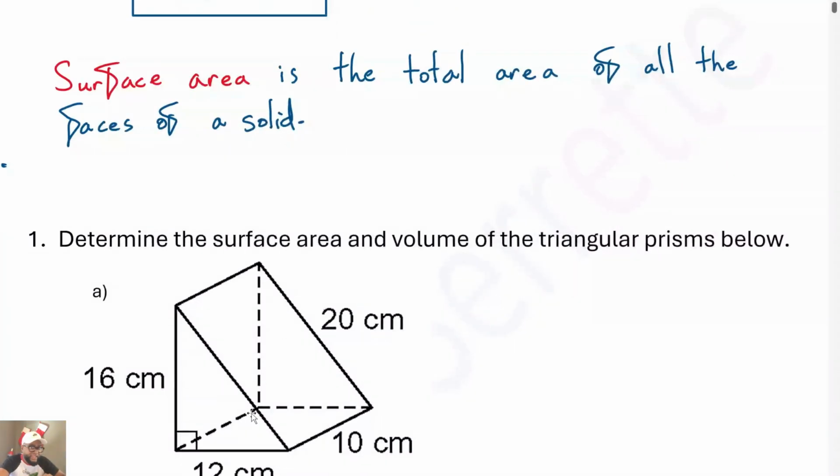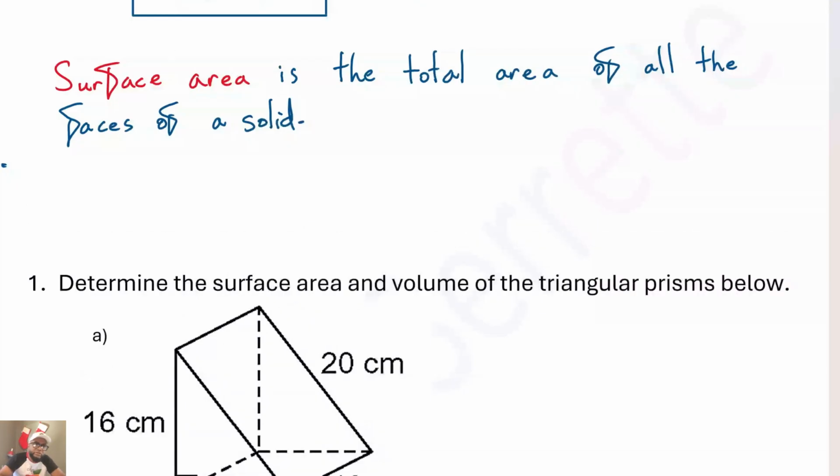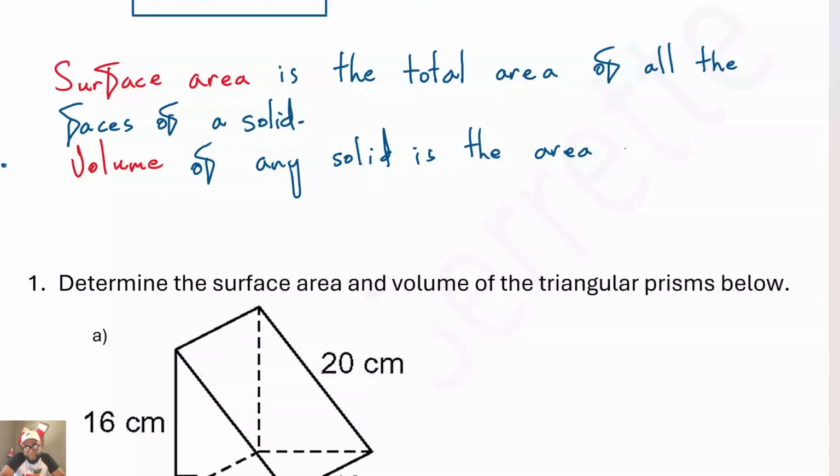So in order to find the surface area of this solid in question 1, you need to find the area of every face and add them together. Then we have the volume. Volume of any solid is the area of the cross section. That's why I told you it's very important to identify what the cross section is.